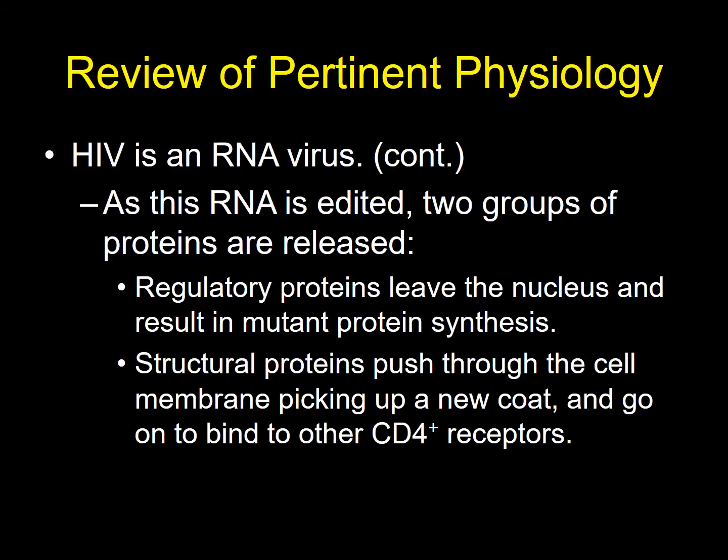Not only does HIV have reverse transcriptase, but it has the code in its genetic material for two types of proteins. Regulatory proteins leave the nucleus and result in mutant protein synthesis, which makes for the stimulation of more viruses, and then there are also structural proteins that push through the cell membrane, allowing it to go out into the surrounding environment. This really will make more sense when we get to pictures, which is right now.